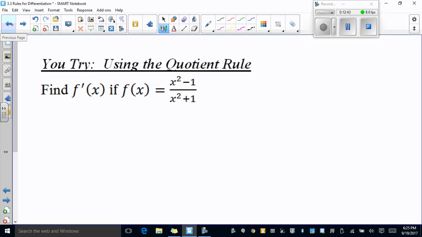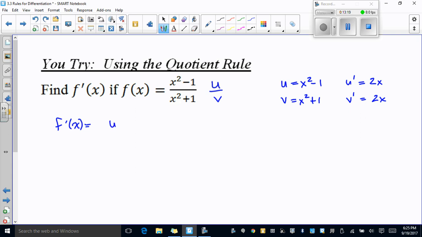So the next one, let's try this one out and see how you guys do. There it is, u over v. I think I should not start so quick. U equals x squared minus 1, so u prime equals 2x. V equals x squared plus 1, so v prime equals 2x. And our quotient rule is u prime v minus v prime u over v squared.